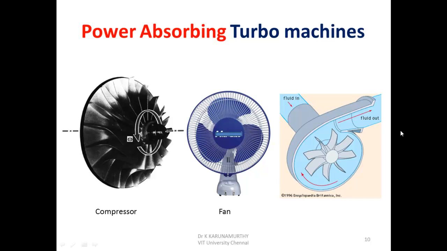And here you can see this diagram indicates a pump. This is a centrifugal pump where a fluid enters the pump, and due to the rotation of this impeller, the fluid gains momentum and comes out with high pressure. So this is a pump. All these are power absorbing turbo machines, because we have to provide power in order to operate these devices. To operate these devices, we have to provide electrical energy as input. Thereby the fluid comes out with high pressure.